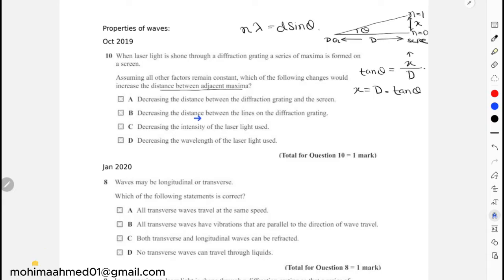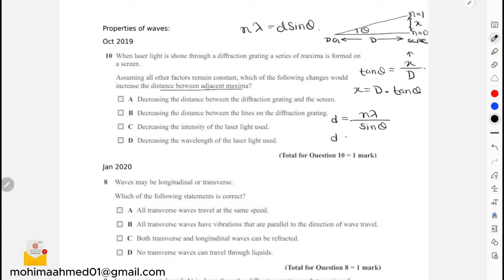And then they're saying decreasing the distance between the lines on the diffraction grating. Now over here, focus on this. They're not talking about the distance from the filter to the screen. They're talking about decreasing this distance. How can this distance be related to this situation? This distance has to be related to theta, and then again theta has to be related to x over here. So let's identify how this small d, the distance between the lines on the diffraction grating filter, is related to your theta. If I make d the subject, that is going to be n lambda divided by sine theta. Now I can clearly understand that they are inversely proportional, right? Angle and your distance between the lines on your filter are inversely proportional.